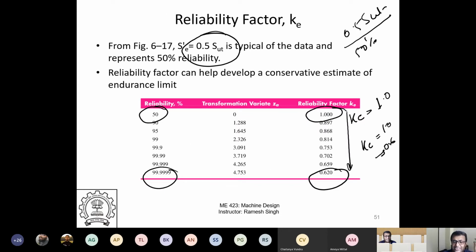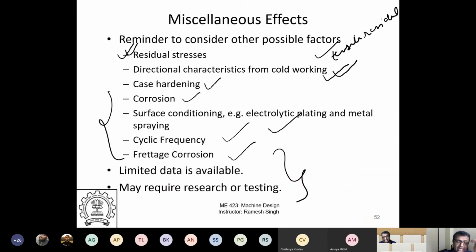Reliability factor, again, it doesn't say anything. So let's assume that we design it for 50%. If it actually said, okay, I want 99.9% reliability, then I would have used that. It doesn't tell me anything, so I'll use 1 for that also. And miscellaneous factors I'm ignoring because they're not mentioned explicitly. So I have KA, KB, KC, KD.